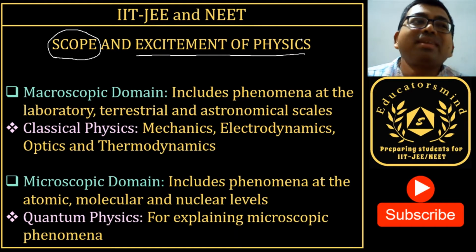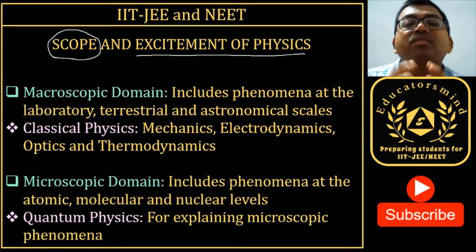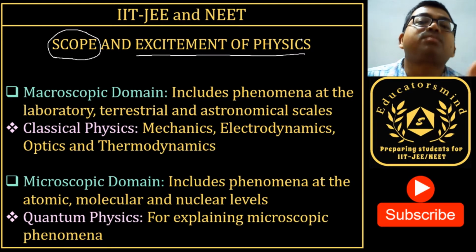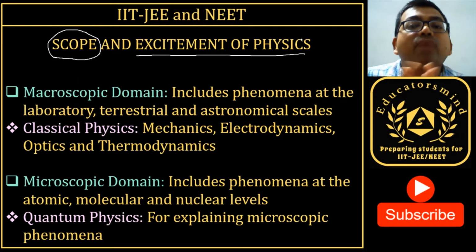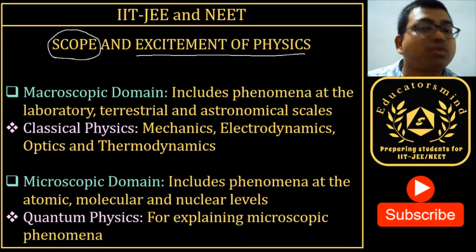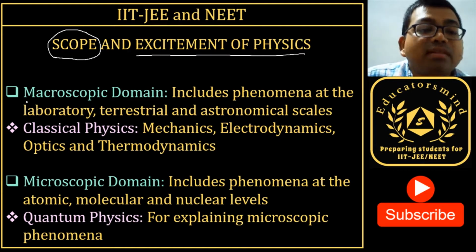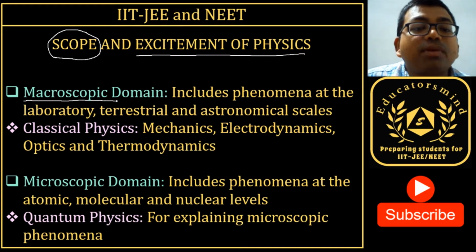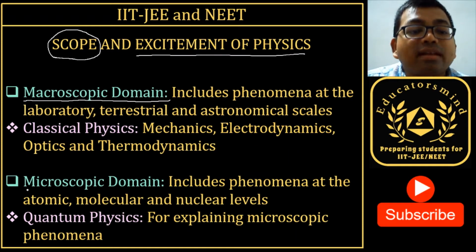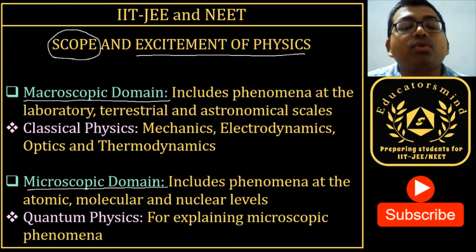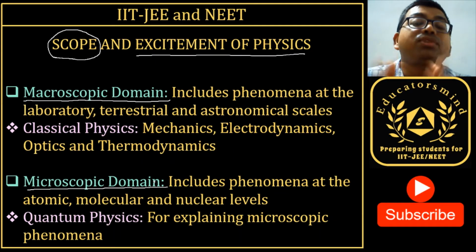Now what is the scope? What is the broad application point of view, where you are going to apply it in future, or the scientists who are working on it, those who are developing the theories, what is the scope of this? So let us understand this. One thing is called the macroscopic domain and another is called the microscopic domain. So where can you apply physics?